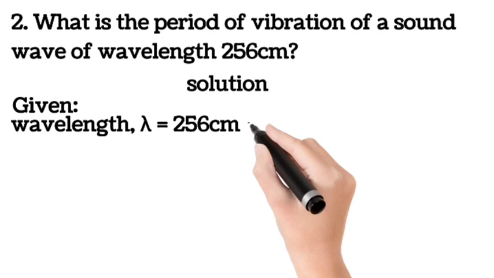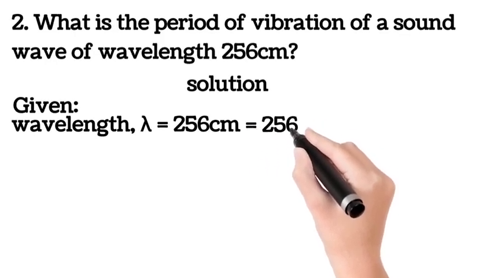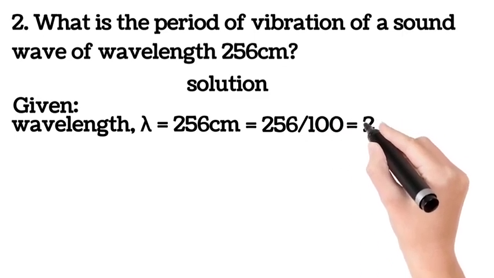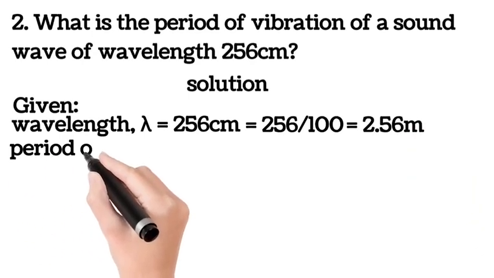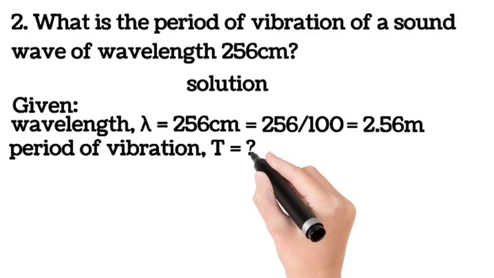Converting centimeter to meter, we divide by 100. So we do 256 divided by 100, and that will give us 2.56. So we have 2.56 meters. So our wavelength is 2.56 meters. And we have period of vibration. We are asked to find the period of vibration, which is T. So we are asked to find T.